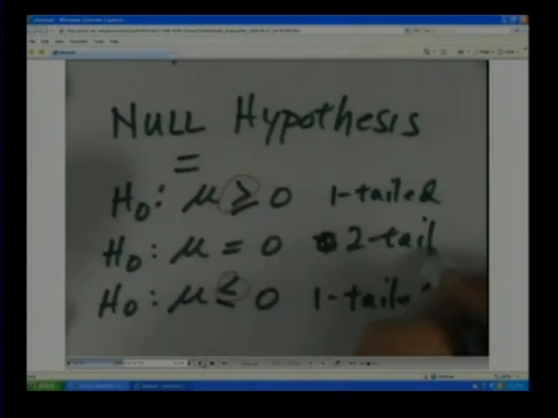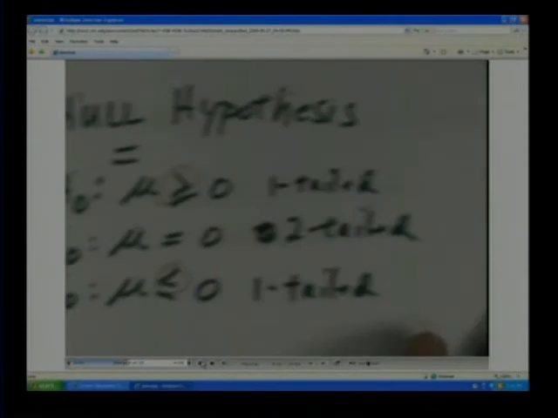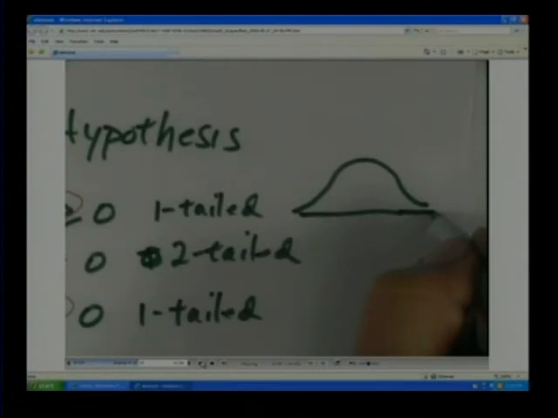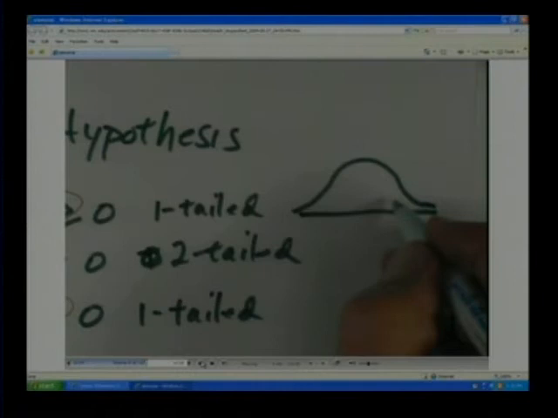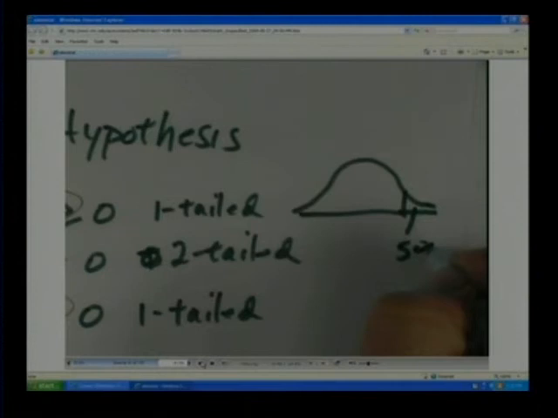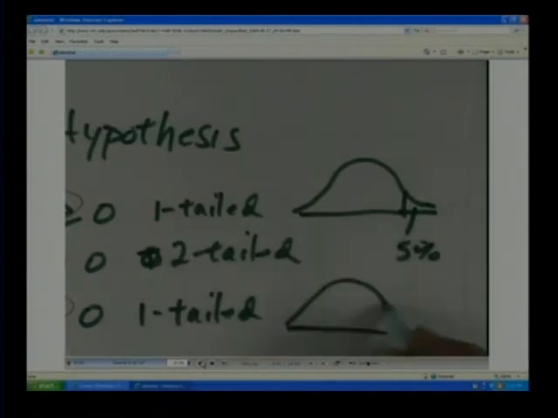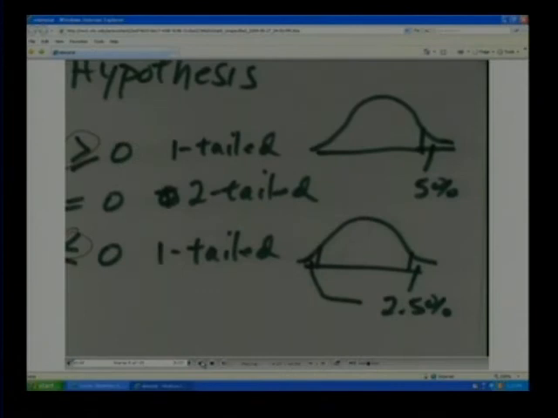So in this particular one, a one-tailed test is going to have 5%. If you're doing it at 5%, it's going to have 5% in that one tail. In a two-tailed test, it's going to have 2.5% in each of the tails. Okay, so that's how it's going to play out in that area.